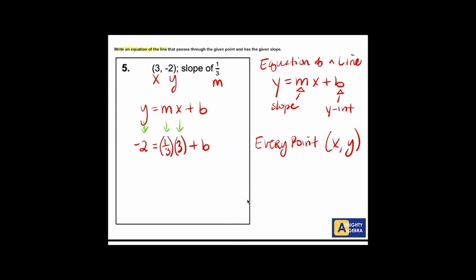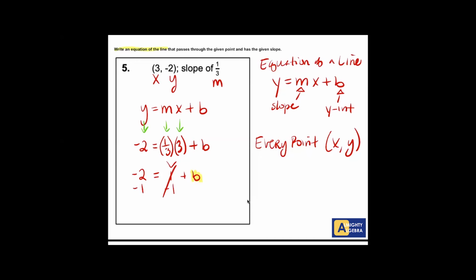So now I have an equation that reads -2 equals 1/3 times 3 plus b. I'm going to combine the 1/3 and the 3. So 1/3 times 3 gives me 1, and bring everything else down. -2 equals 1 plus b. I want to get b by itself. I'm trying to solve for b. I'm solving for the y-intercept. So that means I have to get rid of the 1. The inverse or opposite of 1 would be -1. So I'm going to subtract 1 on both sides.